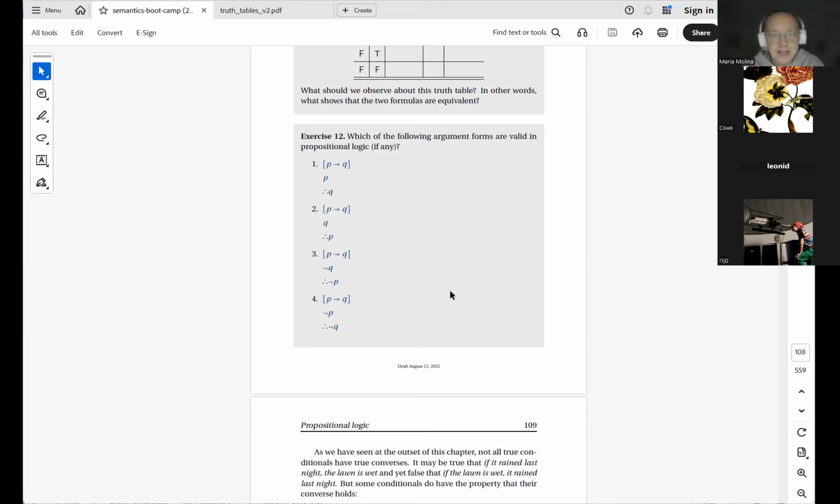And this is the fallacy of affirming the consequent. This is not valid, because Q being true does not guarantee P. Q could be true for other reasons.